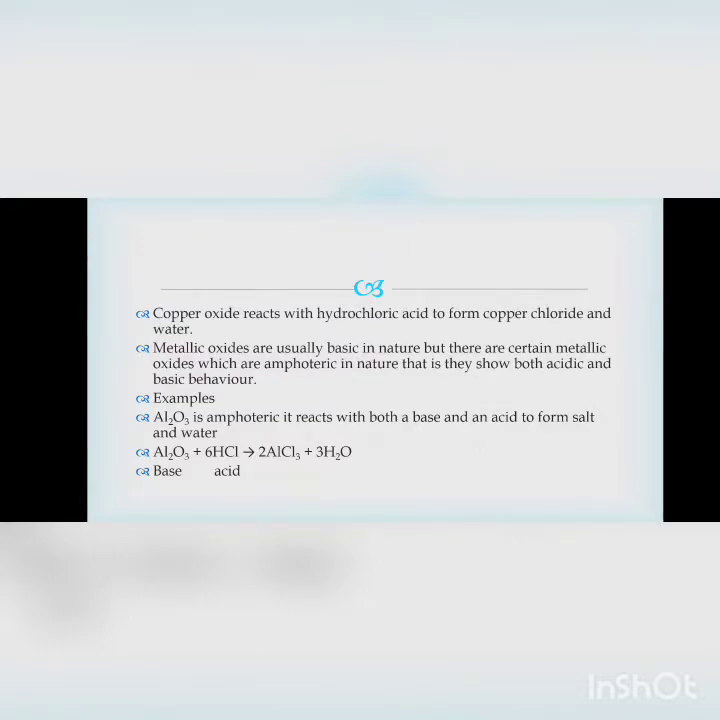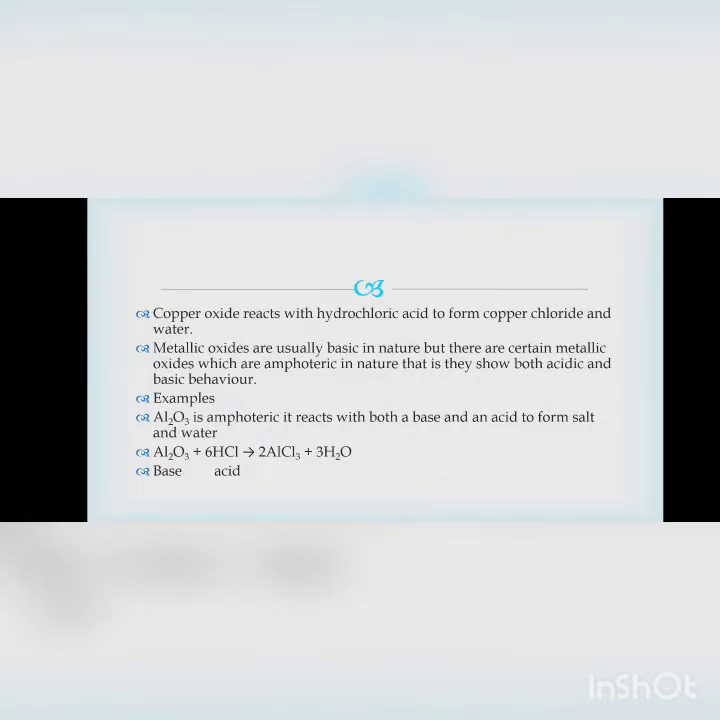Metallic oxides are basic in nature, but there are certain metallic oxides which are amphoteric in nature, that is, they exhibit both acidic and basic behavior. Examples: Al2O3 is amphoteric, it reacts with both a base and an acid to form salt and water.